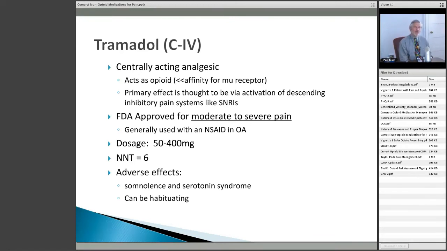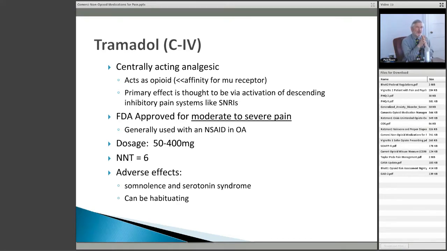We've talked about them in very broad strokes. We're going to talk about tramadol. So you say, well, wait a second, this is a non-opioid presentation. Why is he talking about tramadol? Well, you're right. Tramadol is an opioid. It's a very weak opioid. It's categorized as a C4. In most states, it's a controlled substance, and it has to be handled according to most boards of medicine and pharmacy as any other controlled substance.